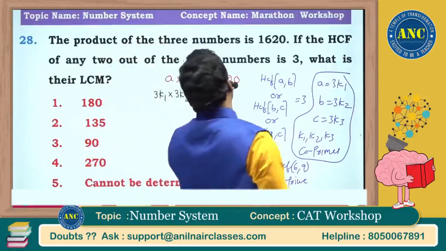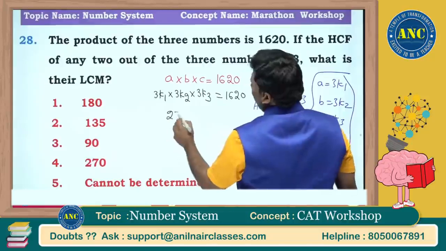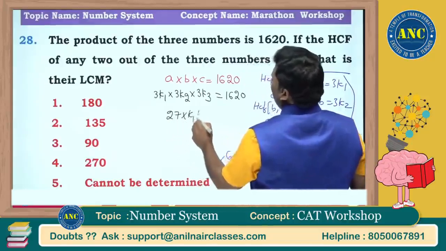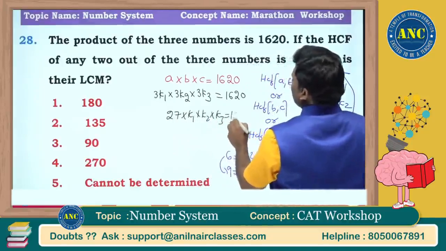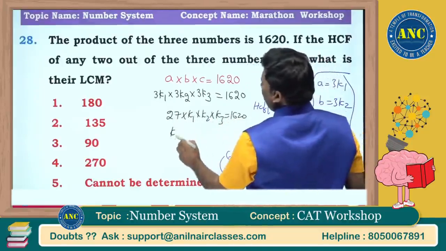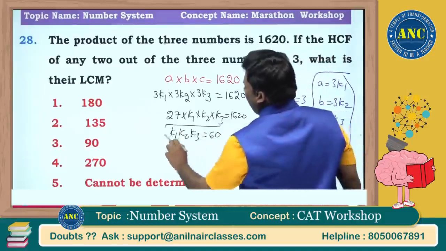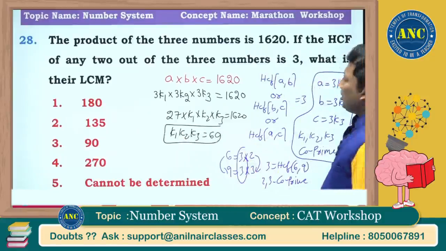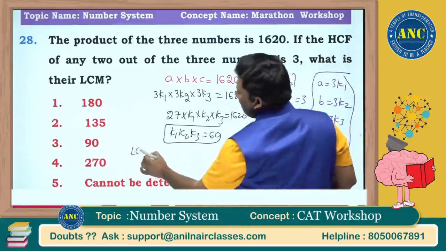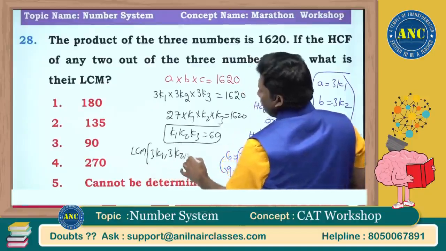3K1 into 3K2 into 3K3. It is 1620. 27 into K1, K2, K3. It is 1620, so this will be K1, K2, K3, and it is 60. What is the question? LCM. What is the LCM of 3K1, 3K2 and 3K3?